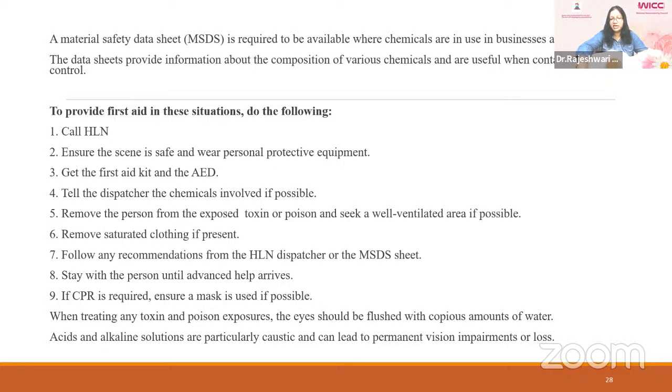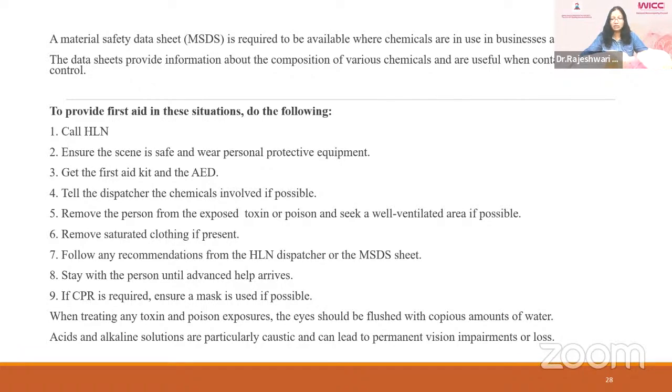Get the first aid kit and the AED, and tell the dispatcher the chemicals involved if possible. If you know what type of chemical or poison it was, identifying that and telling the dispatcher is important. Remove the person from the exposed toxin and poison and seek a well-ventilated area. So transport that person from that area to another, safer, well-ventilated area. Remove the saturated clothing and follow any recommendations from the helpline dispatcher.